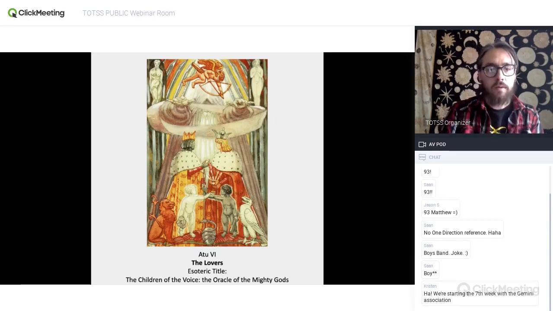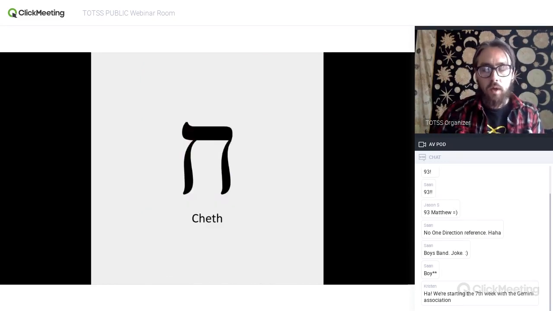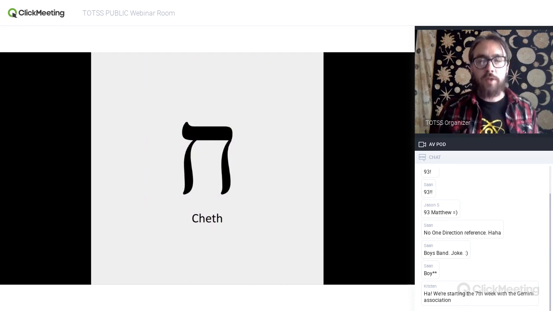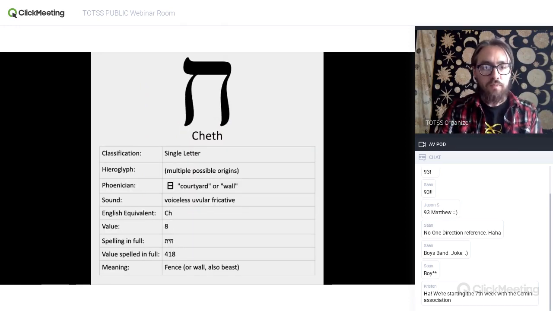Okay, let's move on. This is an interesting class in that these three letters happen to be the three that we're talking about today. We'll see some of these same symbols reoccurring in our next two letters. All right, so for our next letter here, we're going to talk about Cheth. All right, Cheth is another single letter.